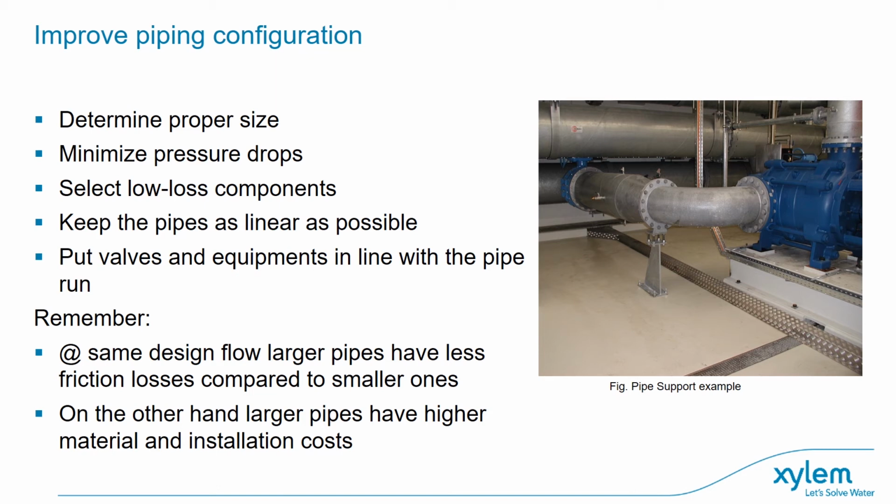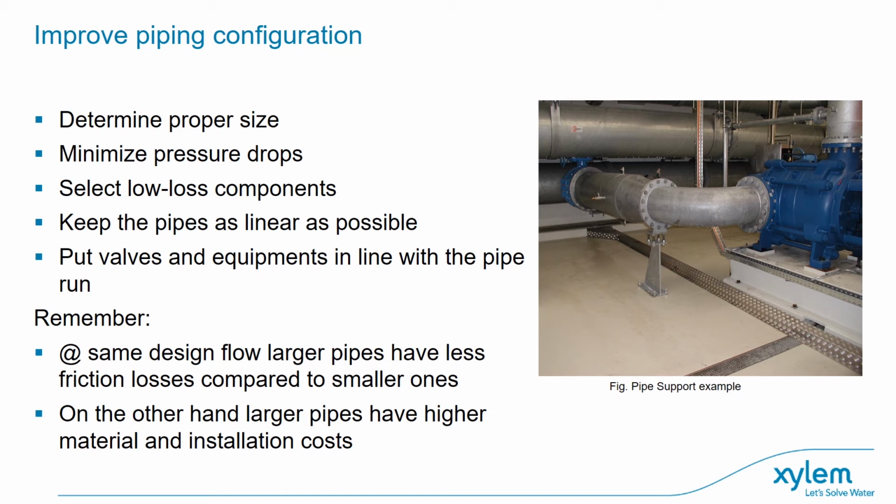As we already explained before, the piping configuration selection and sizing is an iterative process which takes into account the cost, the materials, but also all the sizes available in the market itself, which in turn might bring some advantages and disadvantages at the same time when compared one to the other. We remember that at the same design flow, larger pipes might have less friction losses compared to smaller ones. But on the other hand, they've got higher material and installation costs.